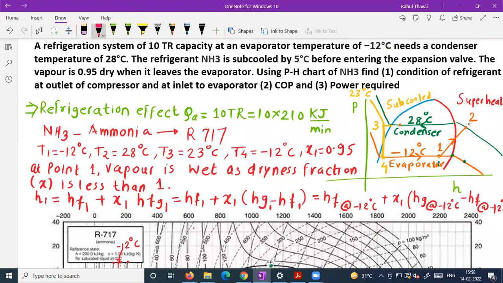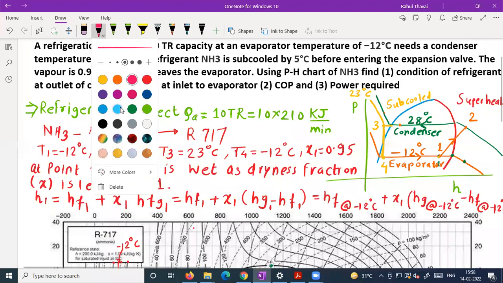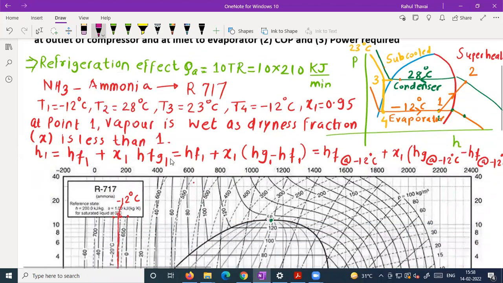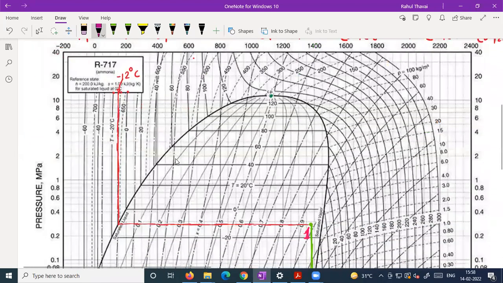You can see point number 2 we need to plot now. For point number 2, which line should we have? The 28°C line. You can see point number 2 is on the green line, that is the 28°C line. So now I will show the 28°C line. Let us see now here, the 28°C line.